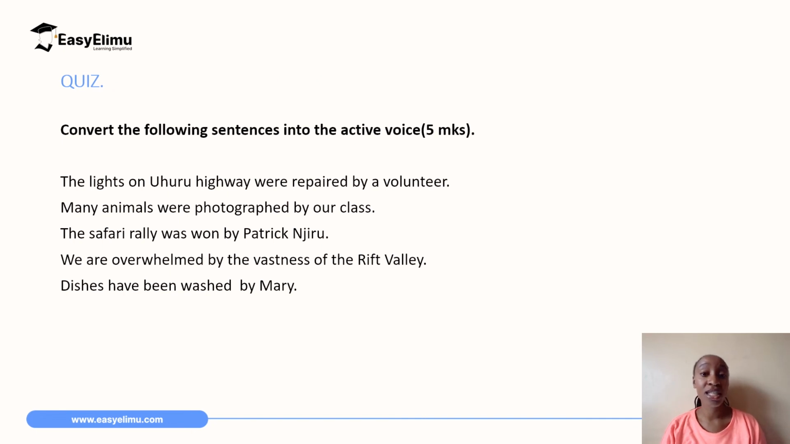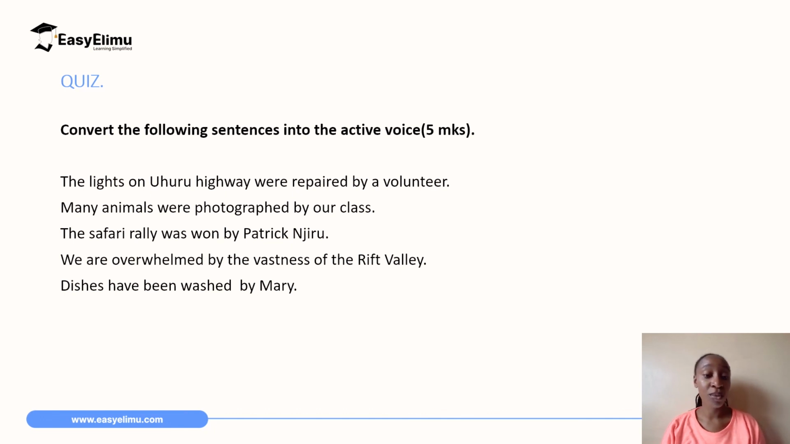So that's it for the active voice and the passive voice. I hope you have understood. As I said, this is something that was taught in Form 1, so this was more of a recap. For further practice, you can have a look at the quiz and attempt to do it. You are required to convert the following sentences into the active voice. So the ones that we have looked at were in the active voice, then we converted them to passive, but these ones are in passive, so you're going to convert them to active voice.